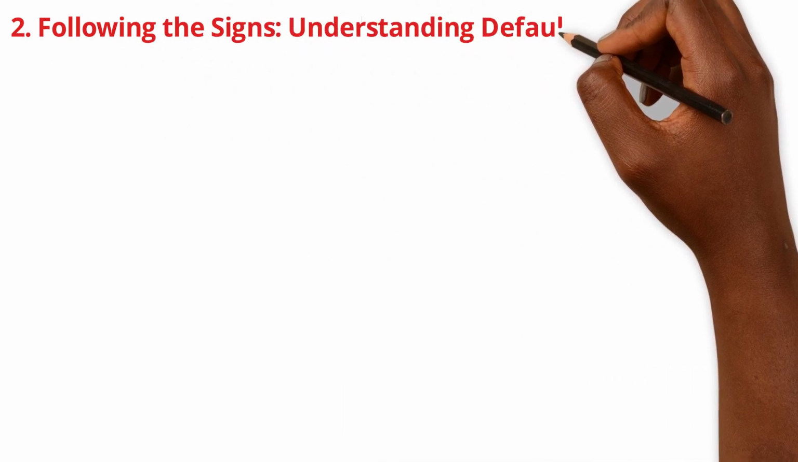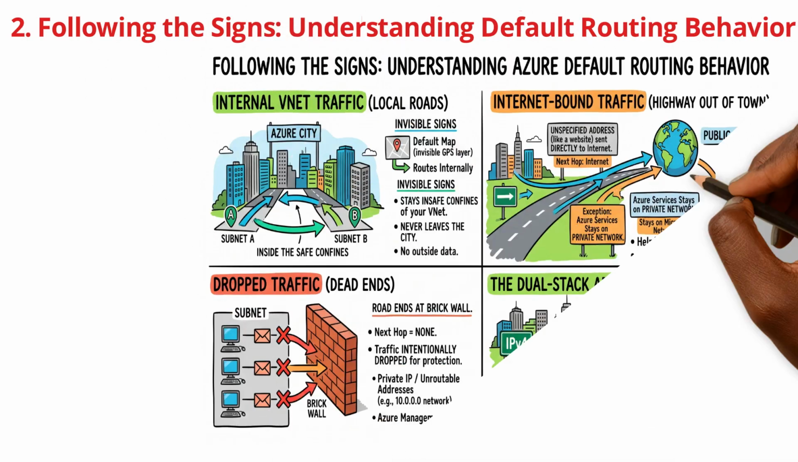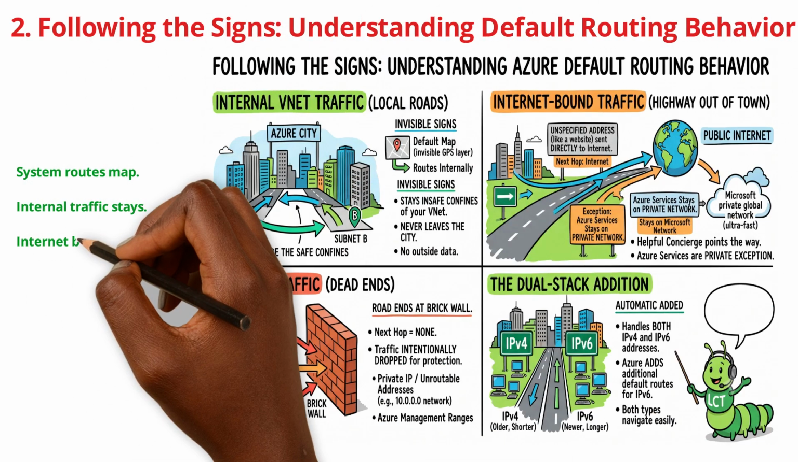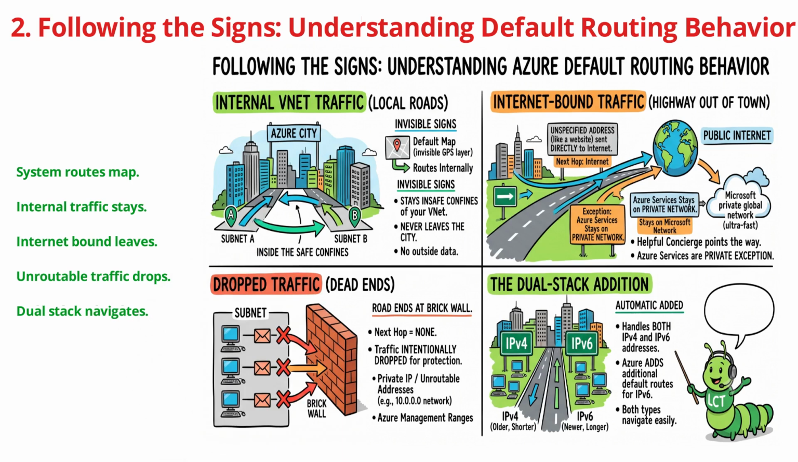When you build a subnet in Azure, it instantly lays down an invisible GPS map called system routes. This default routing behavior guides your data exactly where it needs to go. Internal traffic happily travels along local roads without ever leaving the virtual city. Unspecified traffic takes the highway directly to the public internet, while any requests heading to unroutable private addresses hit a brick wall and are safely dropped. Finally, Azure automatically adds new routes so both IPv4 and IPv6 traffic can seamlessly navigate together.